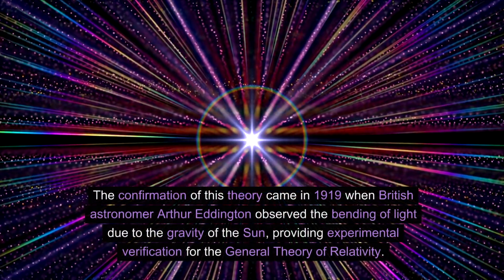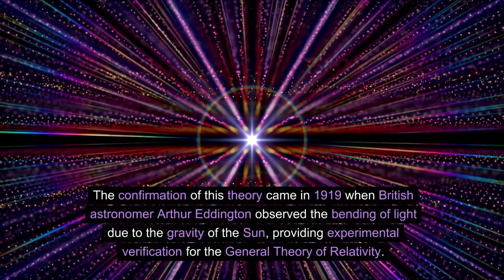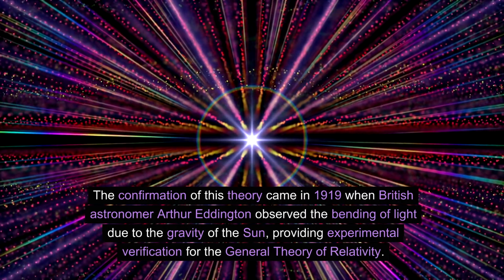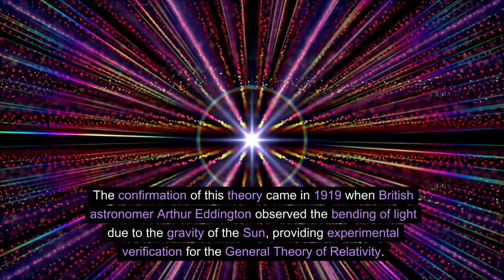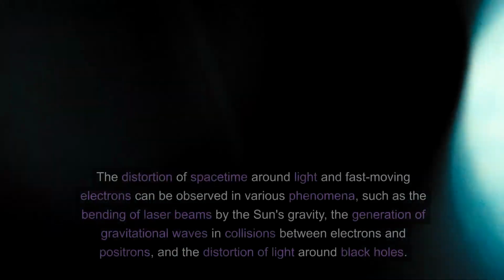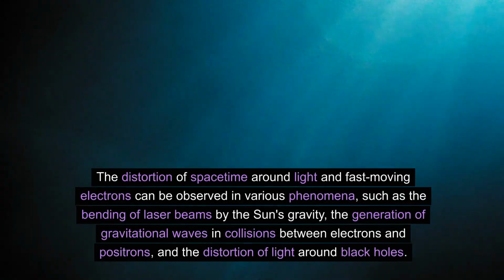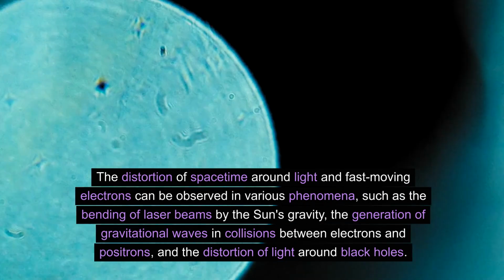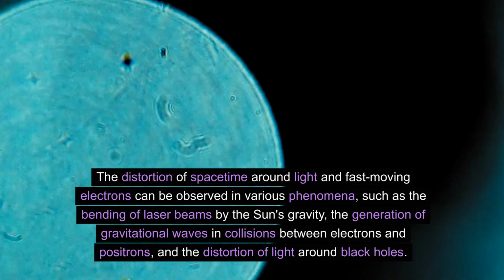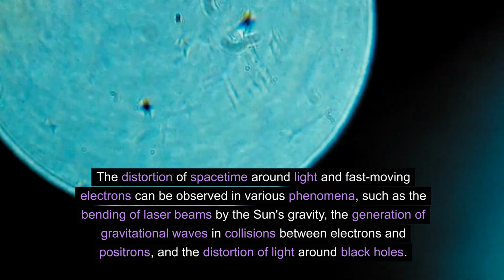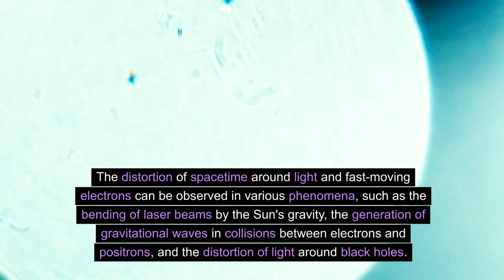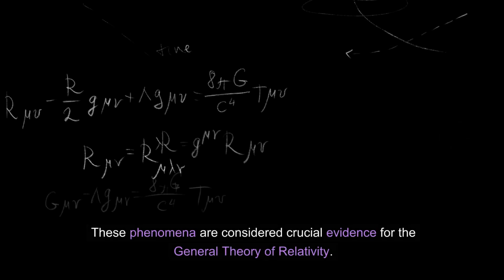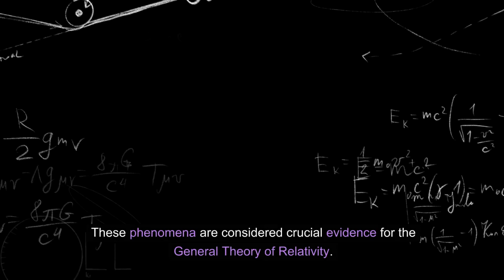The confirmation of this theory came in 1919 when British astronomer Arthur Eddington observed the bending of light due to the gravity of the Sun, providing experimental verification for the general theory of relativity. The distortion of spacetime around light and fast-moving electrons can be observed in various phenomena, such as the bending of laser beams by the Sun's gravity, the generation of gravitational waves in collisions between electrons and positrons, and the distortion of light around black holes. These phenomena are considered crucial evidence for the general theory of relativity.